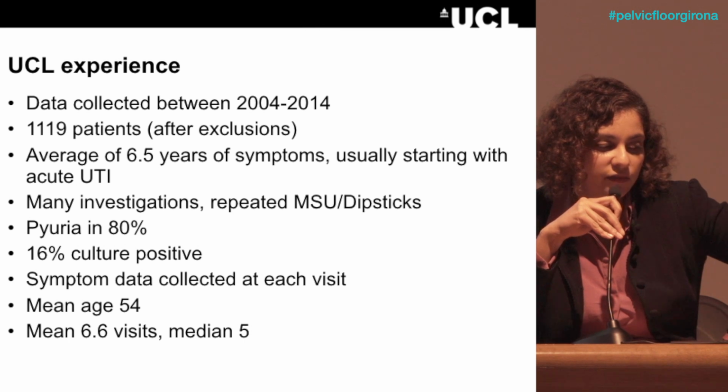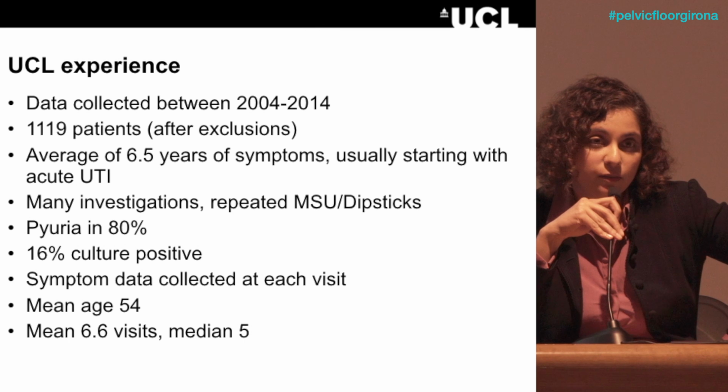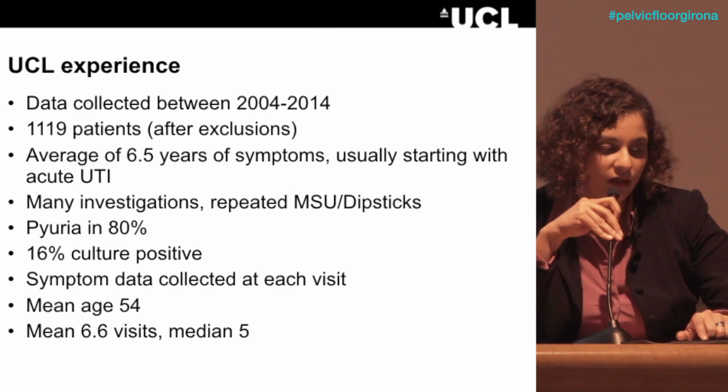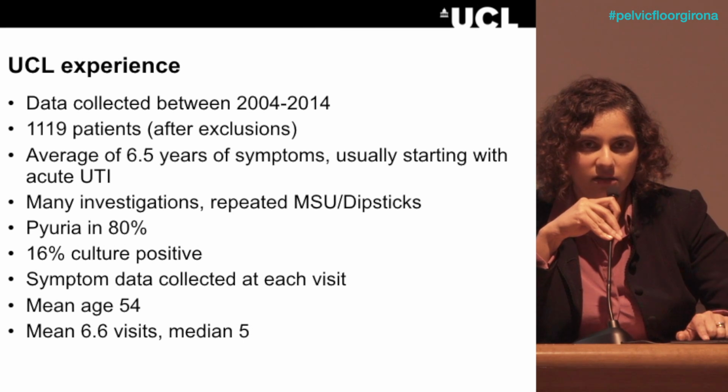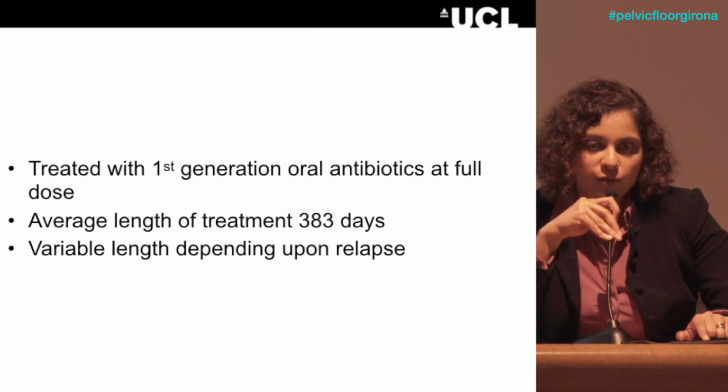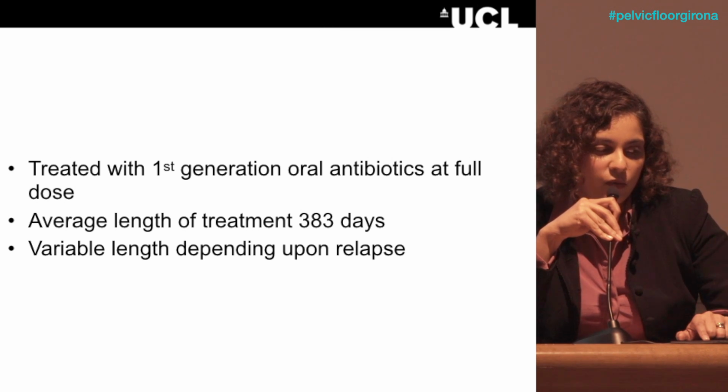Now, 80% of these patients had pyuria. It's very interesting. Only 16% had a positive culture. Maybe we can understand a little bit why that might be now. And we collected data on their symptoms at each visit. They were about 54 years old, and they completed about 6-7 visits with us. We treated these patients with first-generation oral antibiotics, but at full dose.